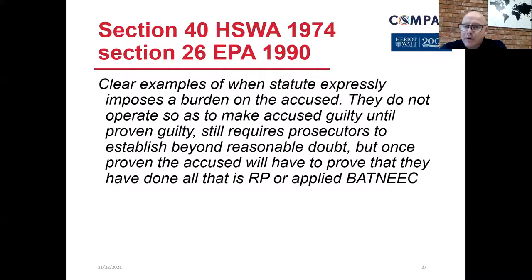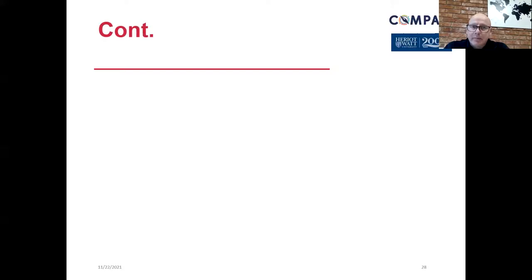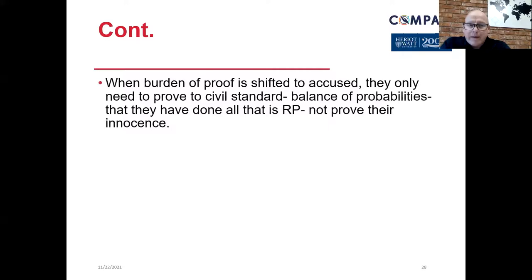They do not operate so as to make the accused guilty until proven innocent. It still requires the prosecutors to establish guilt beyond reasonable doubt. But once proven, the accused will have to prove that they have done all that is reasonably practicable, or BATNEEC. So there are those aspects that mean that they have to sit up and listen. They have to take account of what we mean there. So the burden of proof is shifted to the accused.